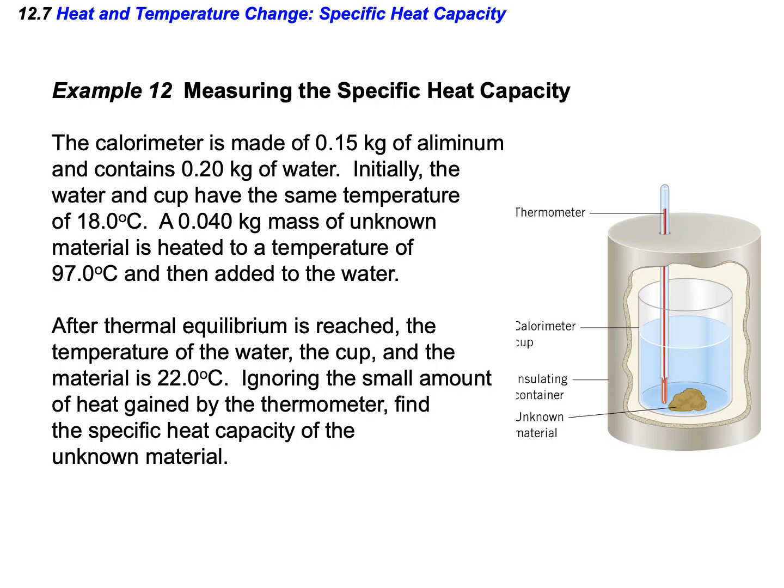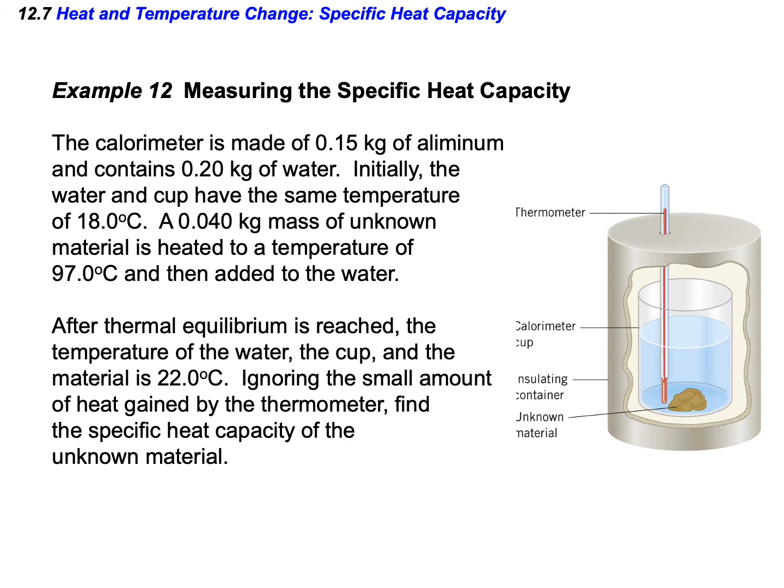Okay, the example I gave you in the previous slide is the very basic, simplest example I can think of, and here's a little bit more difficult example. You know, it's similar, but let's read the problem. The calorimeter is made out of 0.15 kilogram of aluminum container, and it has 0.2 kilogram of water. Initially, the water and the calorimeter have the same temperature, 18 degrees Celsius. And then you add a 0.040 kilogram mass, which has a higher temperature, into the water.